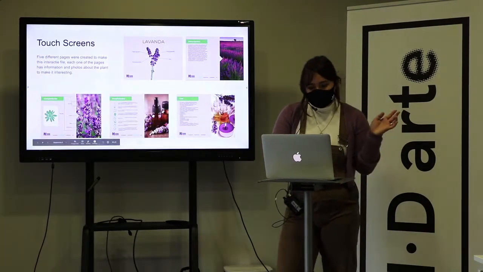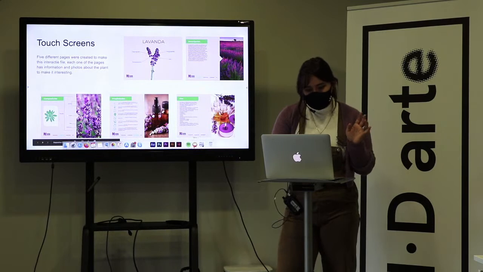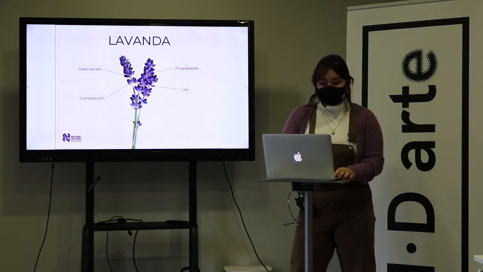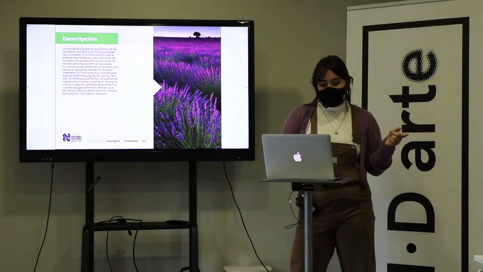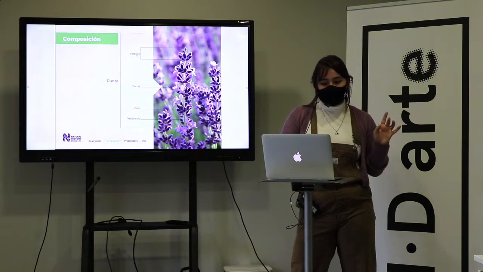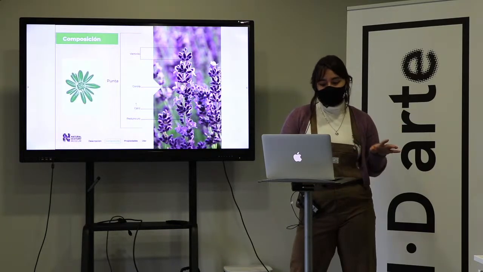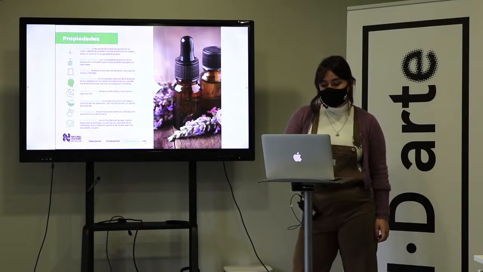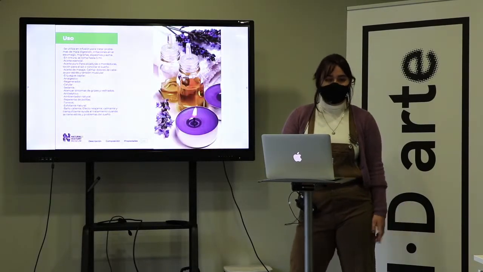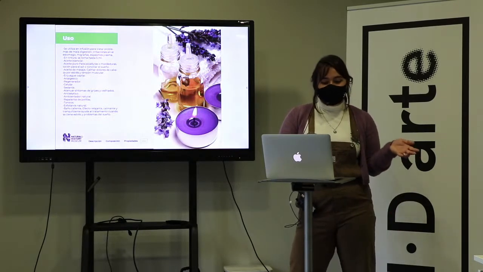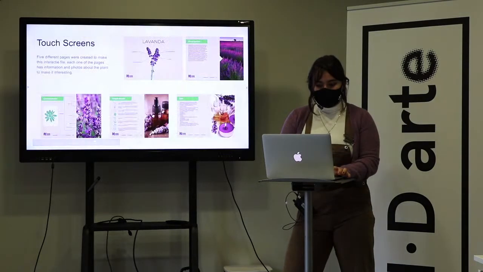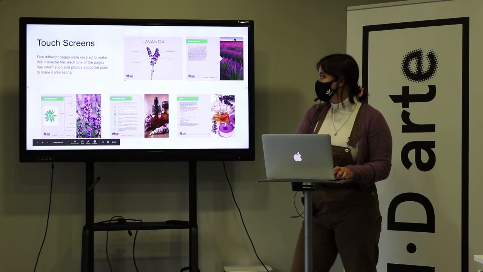And these are the touch screens, which I will show you better here. These are the pages for the touch screens. We have a description, and then a composition of the plant, where if you click on those names, you can see the parts of the plant. Then there are the properties with the icons that we created, and the uses of the plant, or how you can apply them in your everyday life. And then you can go to the main page from here. So yeah, these are the pages for the touch screens.